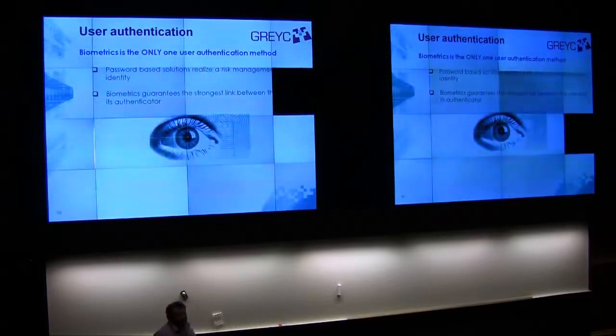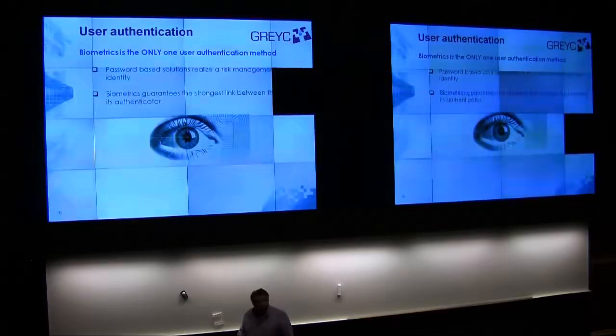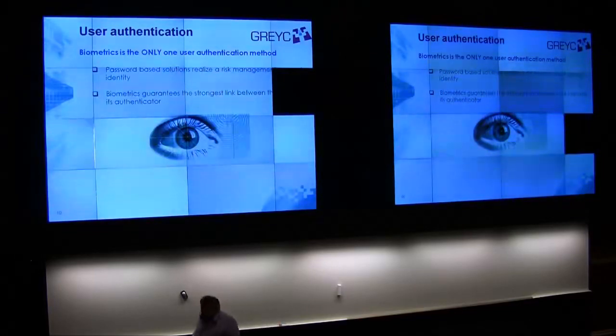And especially in the field of e-payment, they take care about that. If you need to spend $1 million to correct something where the fraud is very low, they do not care. They may let the fraud be. So, for me, biometrics guarantees the strongest link between the user and its authenticator, because you are the key. No other user authentication method guarantees this link with the user.